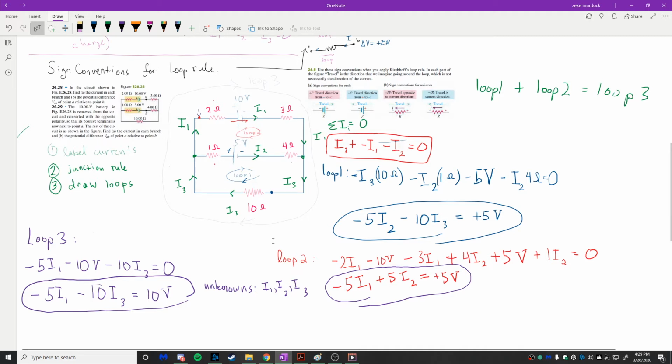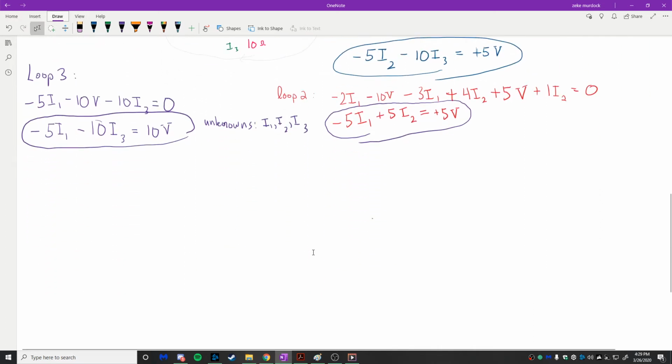Does that make sense? So if we're going to do anything, we can choose the junction rule with loop 1 and loop 2, or the junction rule with loop 1 and loop 3, or the junction rule with loop 2 and loop 3. You cannot choose all three loop rules, right? That's the general thing you should take from this: when you solve equations like this, you have to use the junction rule at least once, okay? So you never want to use all of the loop rules.